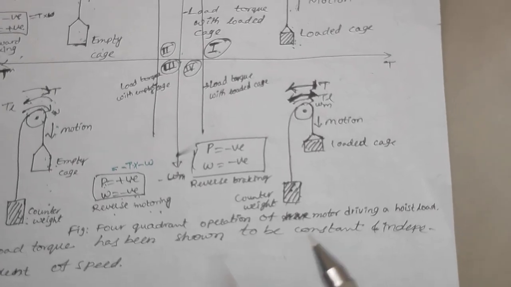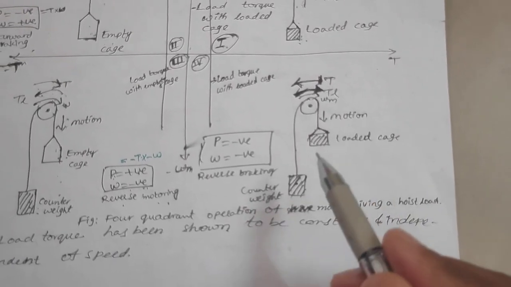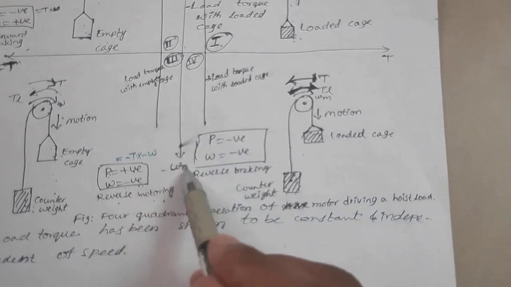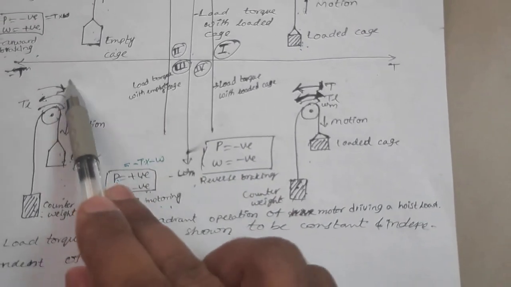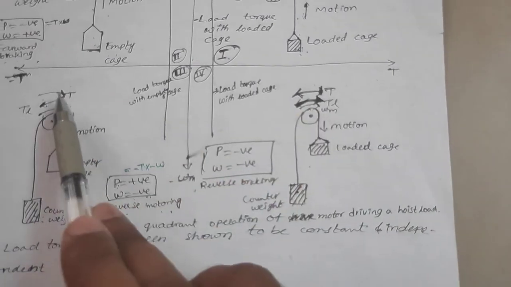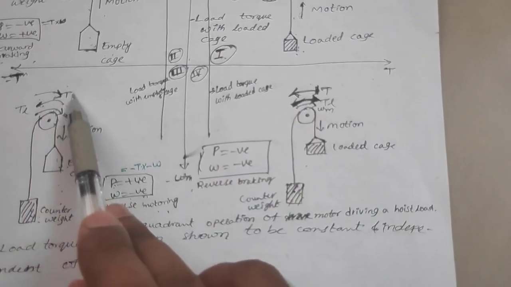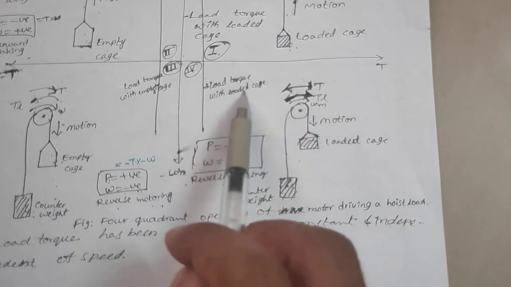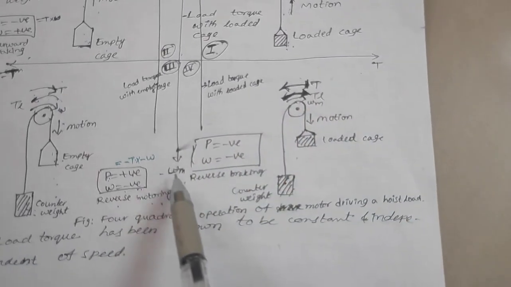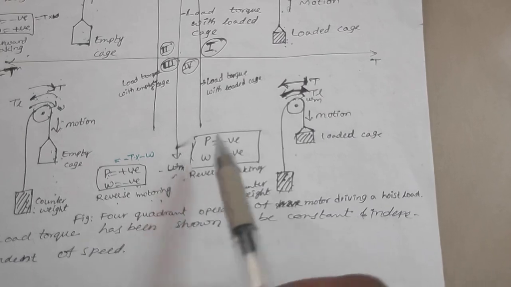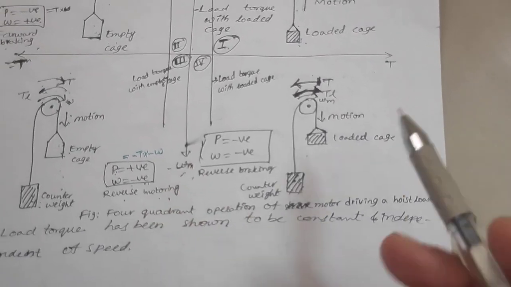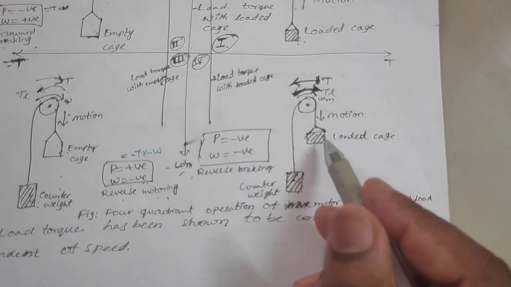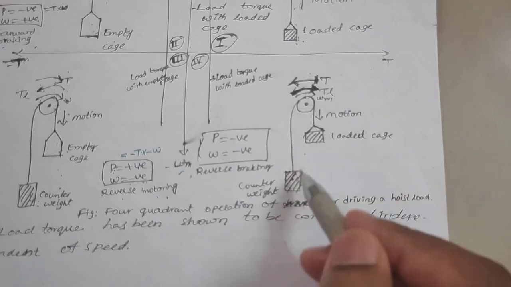Next we'll see the fourth quadrant. In the fourth quadrant, again the speed is in the same direction, that is, in the negative direction only. Only your torque should become opposite. That is, earlier if torque is negative in the third quadrant, once it enters the fourth quadrant your torque should become positive, but speed should remain as it is, in the negative direction only.